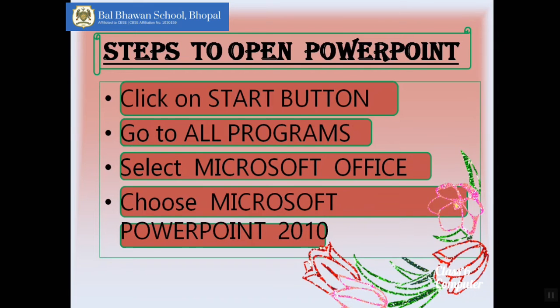Let's see the steps to open Microsoft PowerPoint. Number 1, you have to click on the Start button and from there you have to click on All Programs. Number 3, select Microsoft Office and from there you have to choose Microsoft PowerPoint 2010. Now if you don't have 2010, if you have any other version, you can use that also. For those students who don't have a computer or a laptop at home, they can use WPS Office.